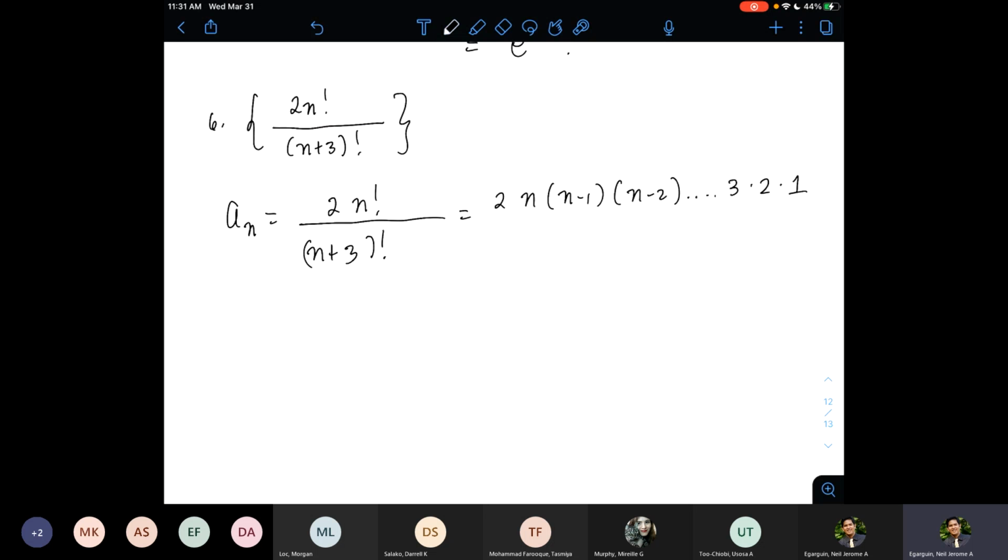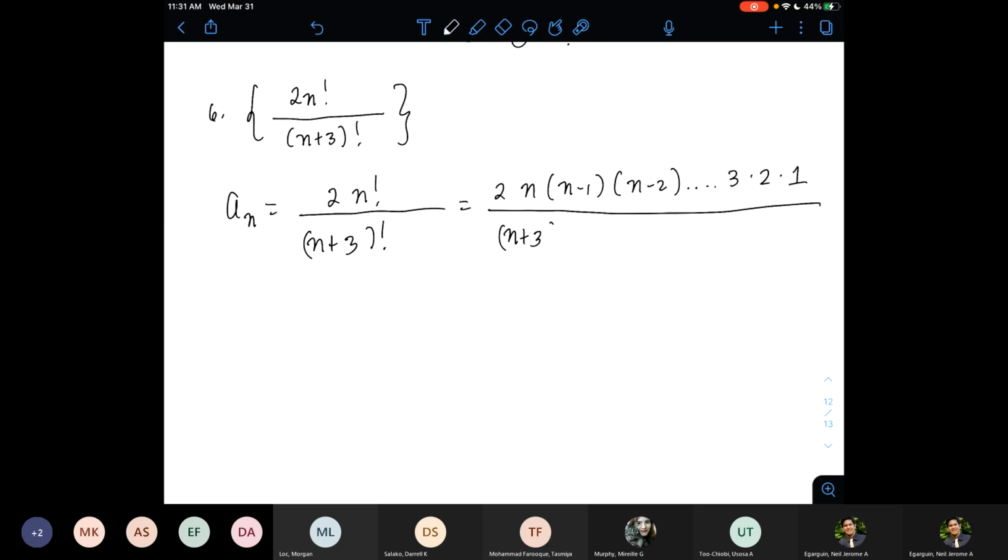But be careful about interpreting factorials, because here only n is inside a factorial operator. So that means 2 is not inside a factorial. So n factorial is equal to this guy. In contrast to the denominator, inside a factorial operator is n plus 3. So basically, if you expand the denominator, it would be n plus 3 times n plus 2 times n plus 1 times n minus 1 until you reach 3 times 2 times 1.